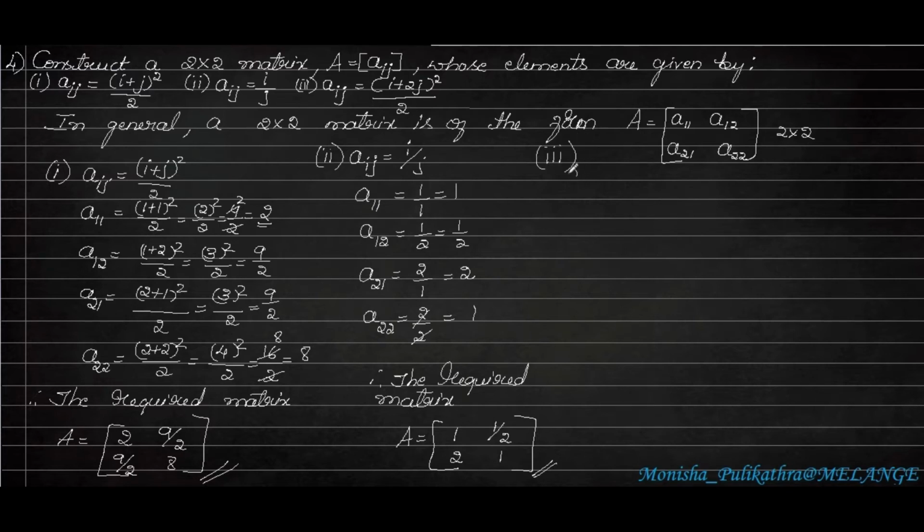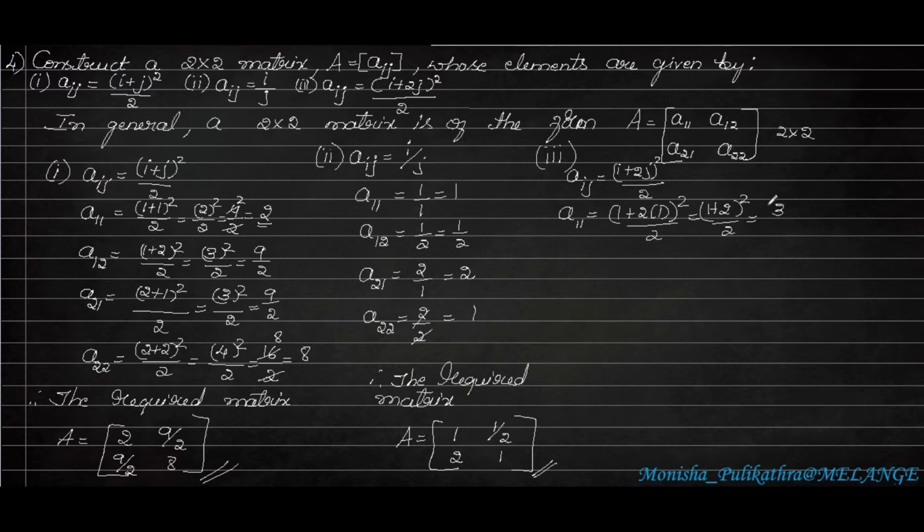So third sub-question is Aij is equal to (i plus 2j) whole square divided by 2. Okay, again we have to calculate A11. In the place of i, we have to write the row. In the place of j, we have to write the number of column. So (1 plus 2 into 1) whole square divided by 2 is equal to 1 plus 2 ones are 2, whole square divided by 2.